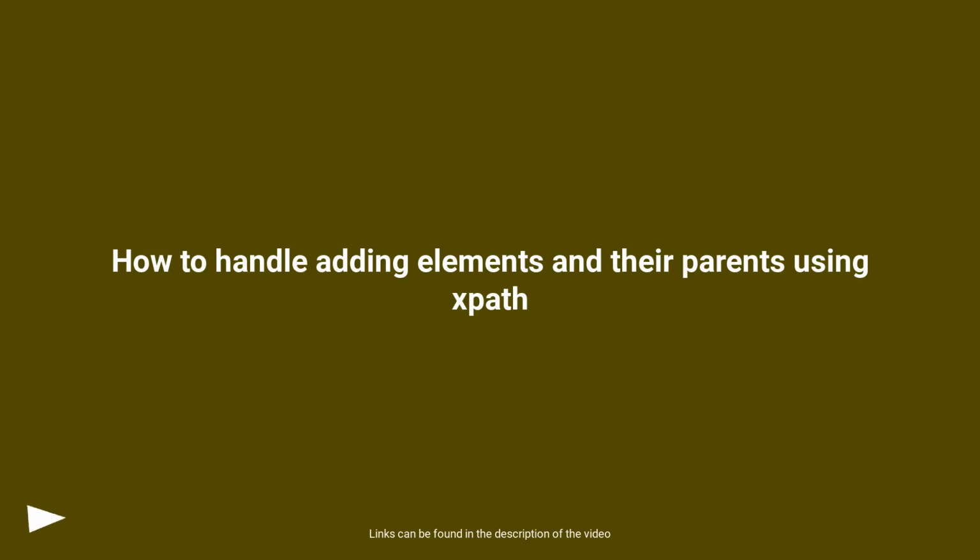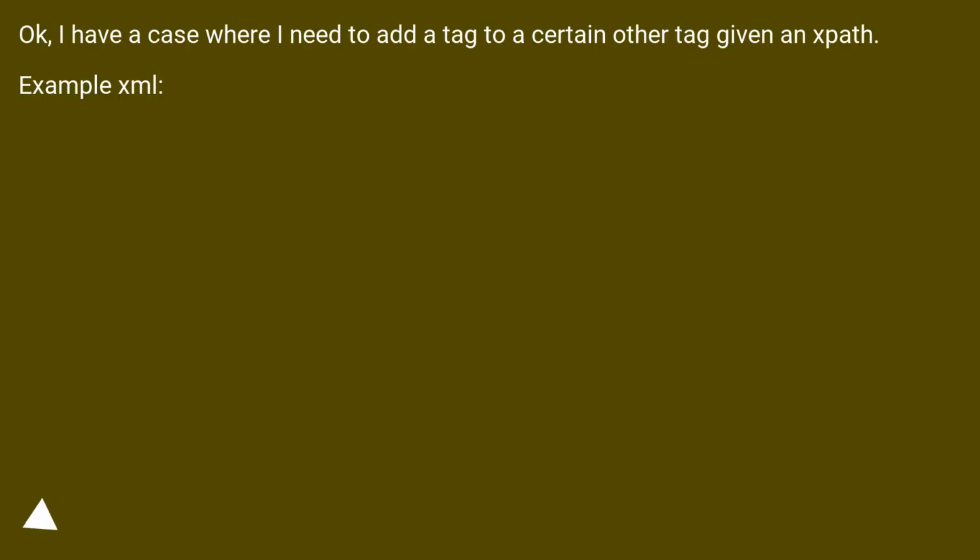How to handle adding elements and their parents using xpath. Okay, I have a case where I need to add a tag to a certain other tag given an xpath. Example XML.